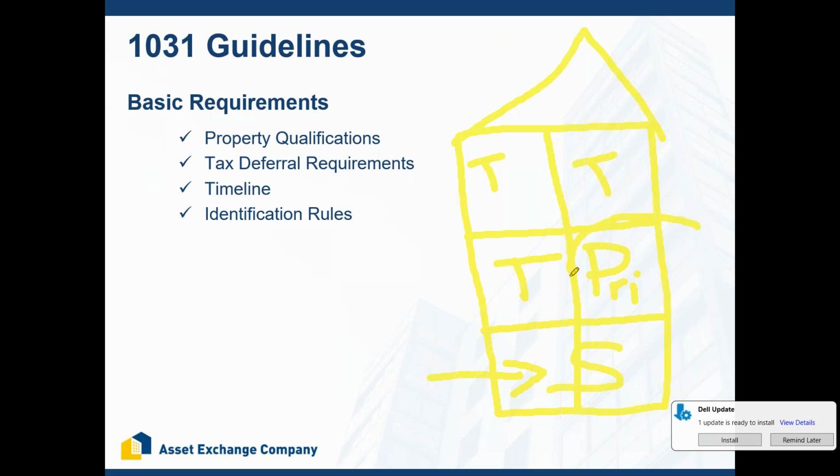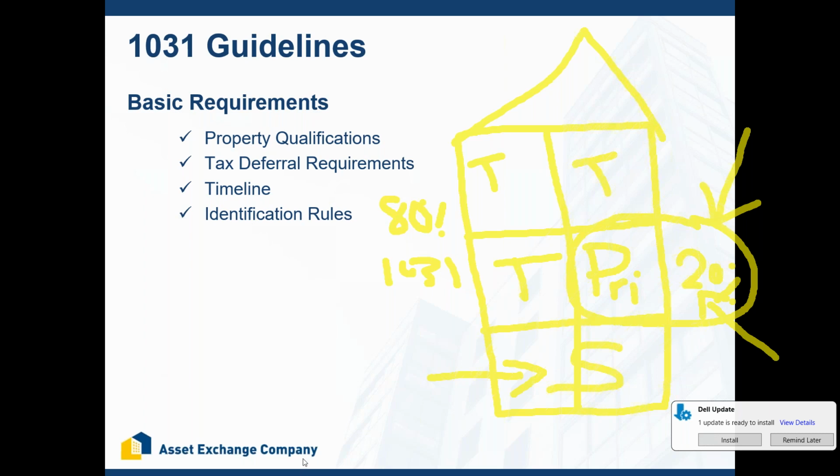So what we're going to do is figure out what the primary residence component is. And maybe it's 20% of the total value. You can do an exchange on everything except the 20%. So when you sell this building, 80% of it can qualify for 1031. The 20% that you live in will not qualify for a 1031 exchange, but you can take your homeowner's exemption on that portion.